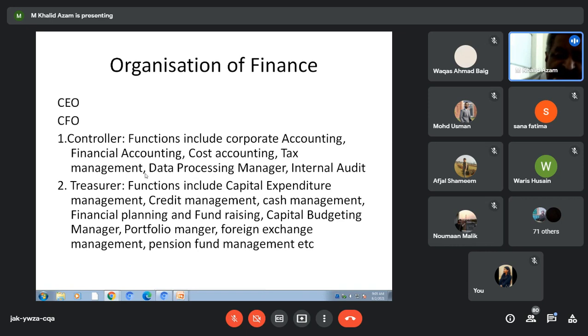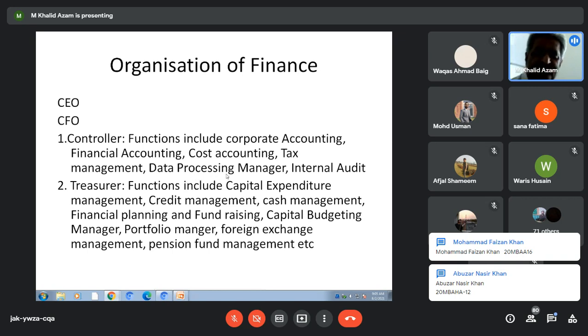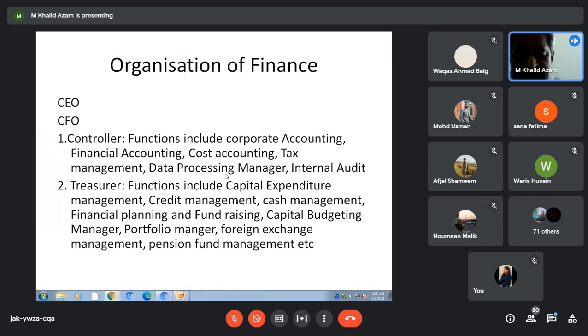This is also a regular function in organizations. Data processing is very important, and after computerization this position has become even more important, so sometimes we create an IT manager in the accounting department. Internal audit, as we know, is conducted mainly for the purpose of reducing costs. All the documents and vouchers are checked so that there is no exaggeration and costs are controlled. So this is the accounting function of the controller.